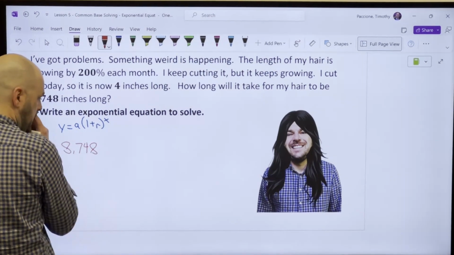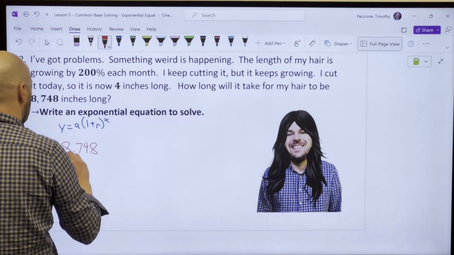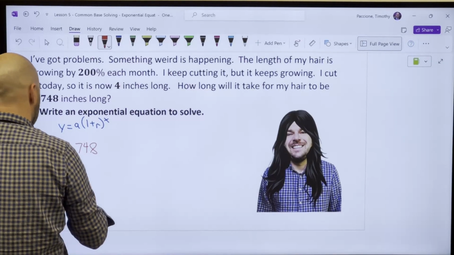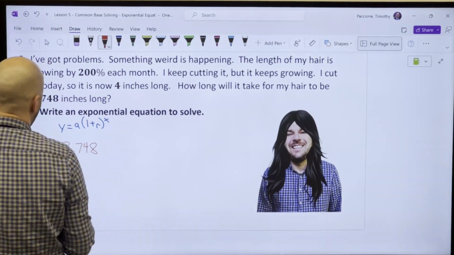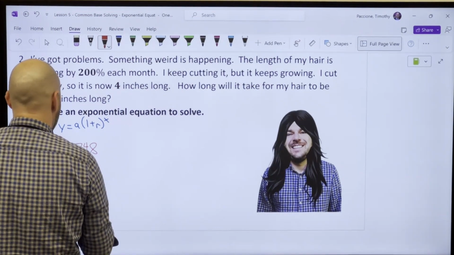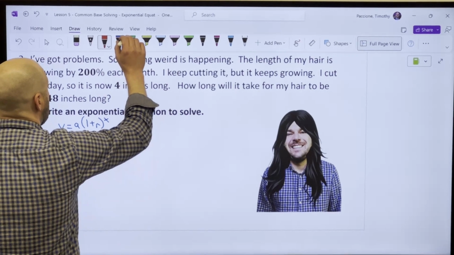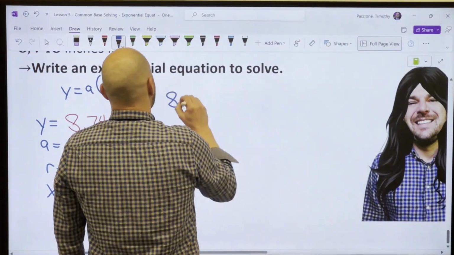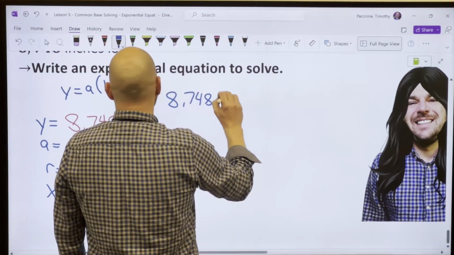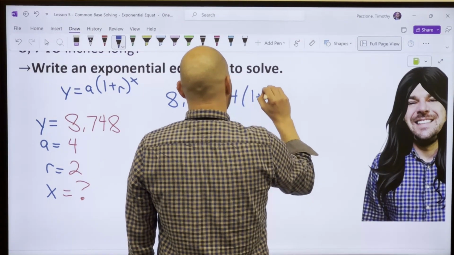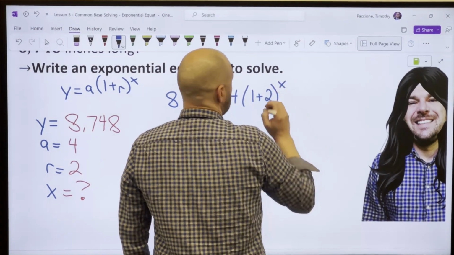8,748. What is the start value? 4. What is the rate? 2. Very good. And what is the x? We don't know. It asks how long. How long? So we plug in 8,748 equals 4 times 1 plus 2 to the x.